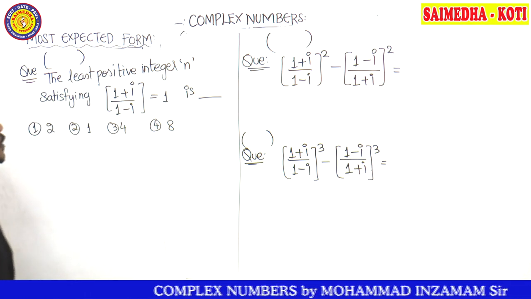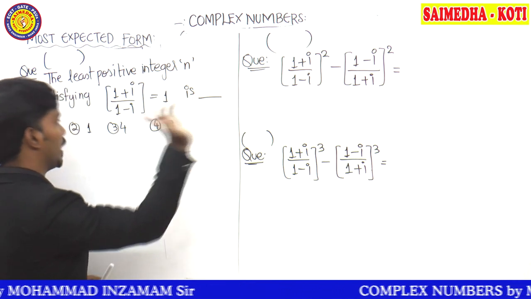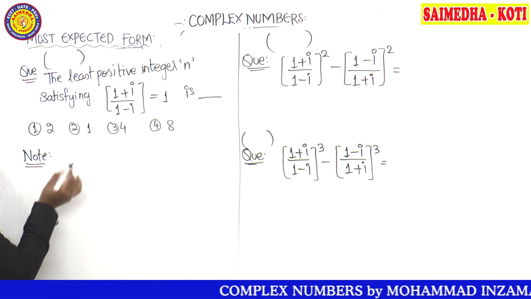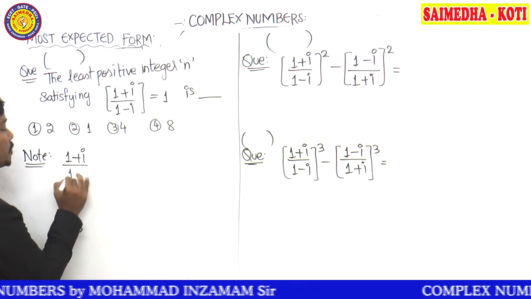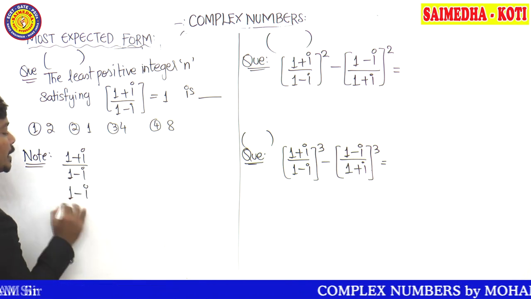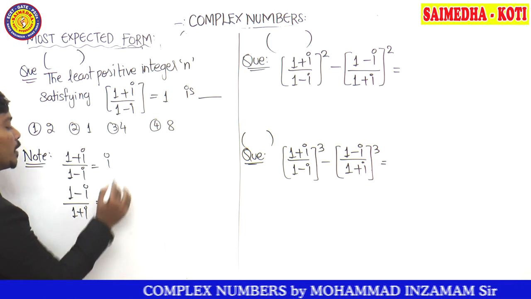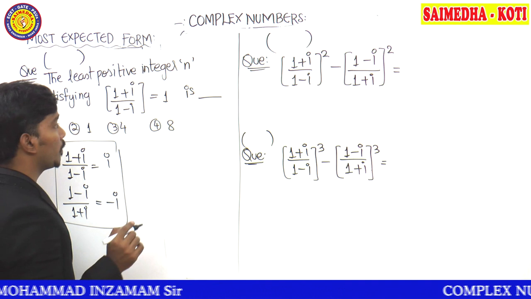is, the least positive integer n satisfying (1 plus i by 1 minus i) to the power n equal to 1 is dash. First of all, you need to remember the standard formula that we have already given in the previous lecture. Given is 1 plus i by 1 minus i, 1 minus i by 1 plus i. I already told you this is the formula for i and this is the formula for minus i. Standard formula, directly you need to remember it to solve the problem easily.